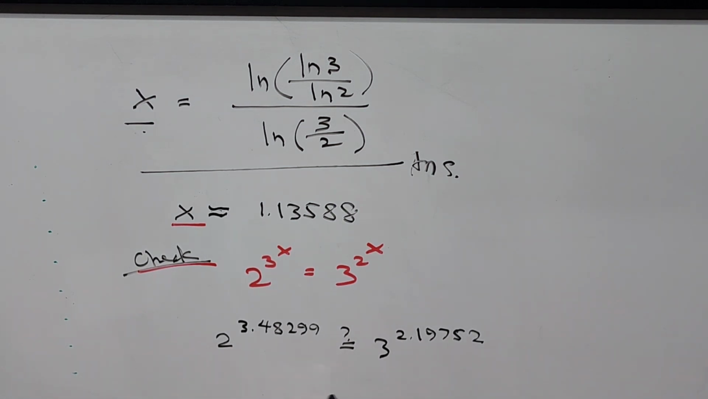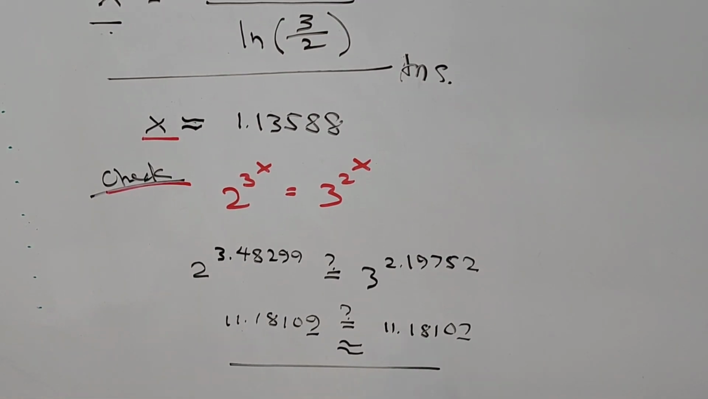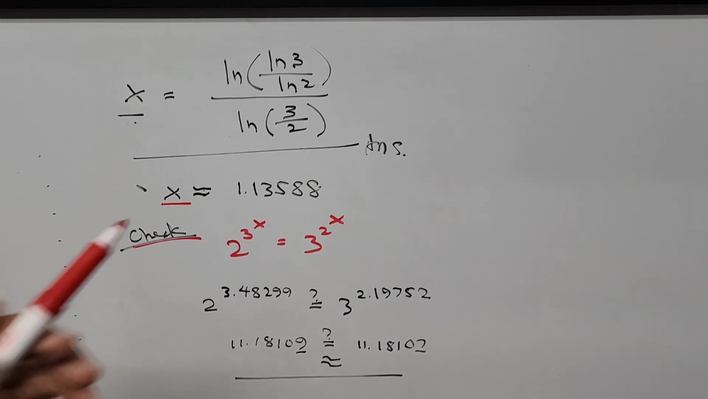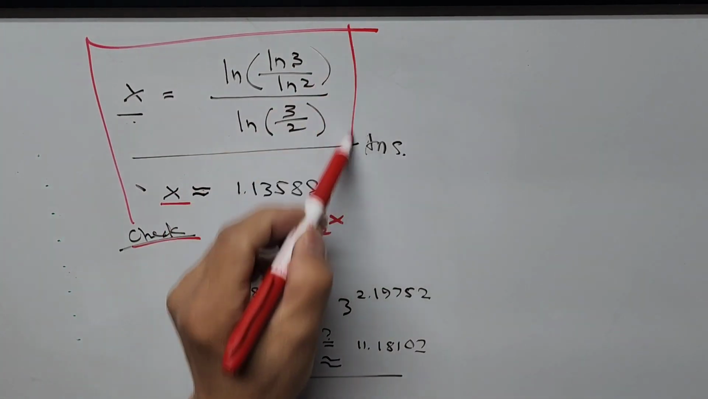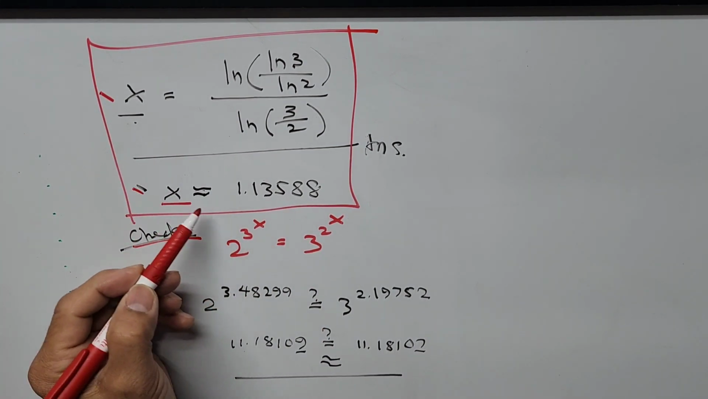So the left hand side, 2 to the power of this amount, is equal to 11.18109. And the right hand side is 11.18107. So this is approximately equal. We have a difference of 9 here and 7 here, so a difference of 2 in the last digit. This just confirms our answer is correct. So this is now our final answer: this is the exact value and this is the approximate value.